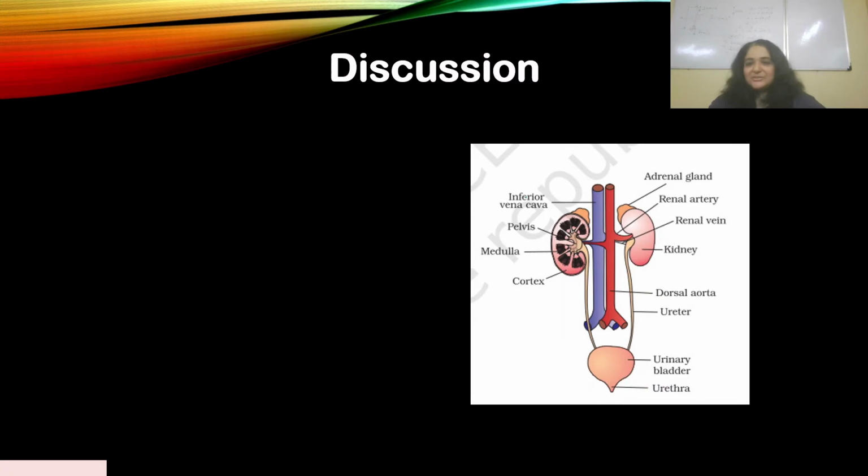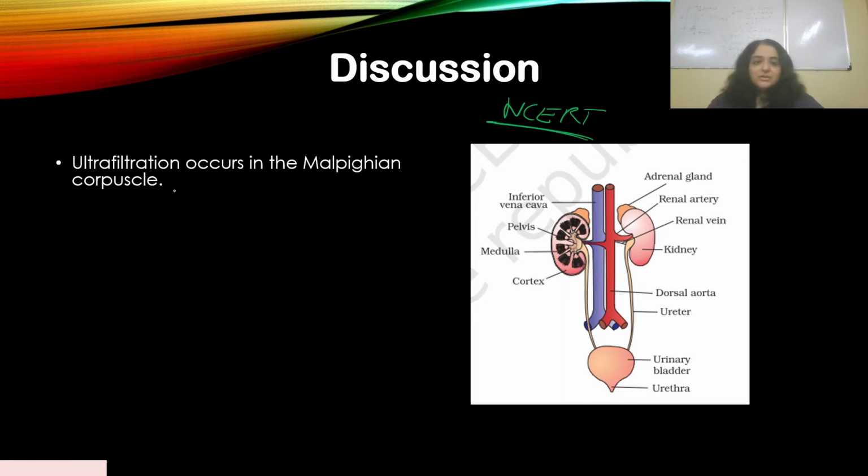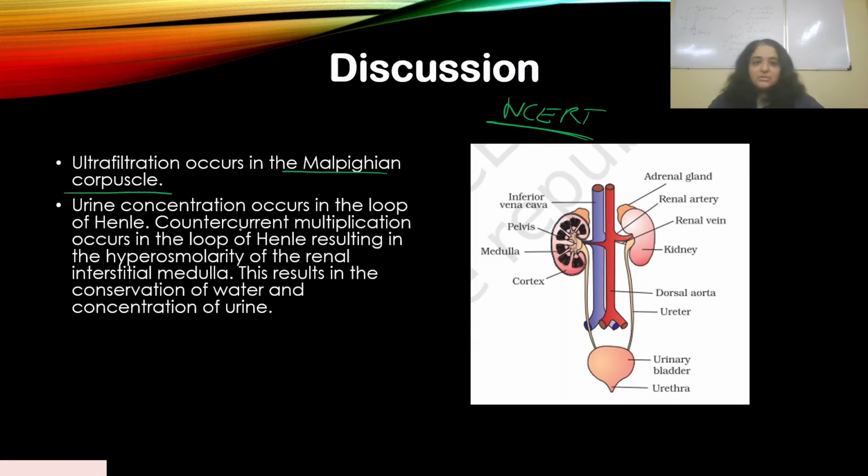Okay, so you have your diagram here. This is from NCERT. Please study the diagrams of NCERT. So ultrafiltration occurs in Malpighian corpuscle. Urine concentration occurs in the loop of Henle. So it happens via countercurrent multiplication. Okay, that results in the hyperosmolarity of the renal interstitial fluid. This results in the conservation of water and the concentration of urine.